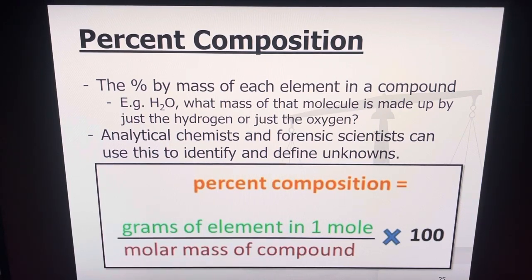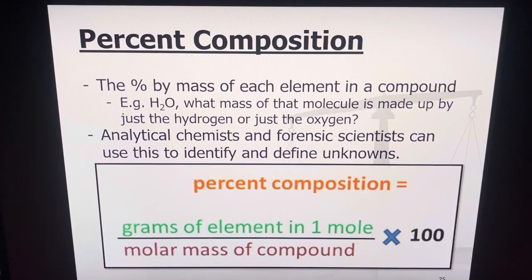So we're moving on to something called percent composition in this unit. And this is something that analytical chemists, such as forensic scientists, use to identify and define unknown substances.